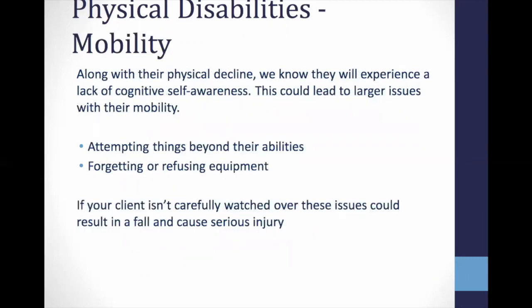So along with the physical decline, we know that they will experience a lack of cognitive awareness as well, which means they're not going to be as capable of recognizing that they can't do things physically, right? This would lead to larger issues with their mobility, like attempting things beyond their abilities. Climbing into a bathtub, for example, might be difficult. Or forgetting or refusing to use equipment like their walker or a cane. They think that they can get up by themselves, but they need a little assistance, but they can't remember.